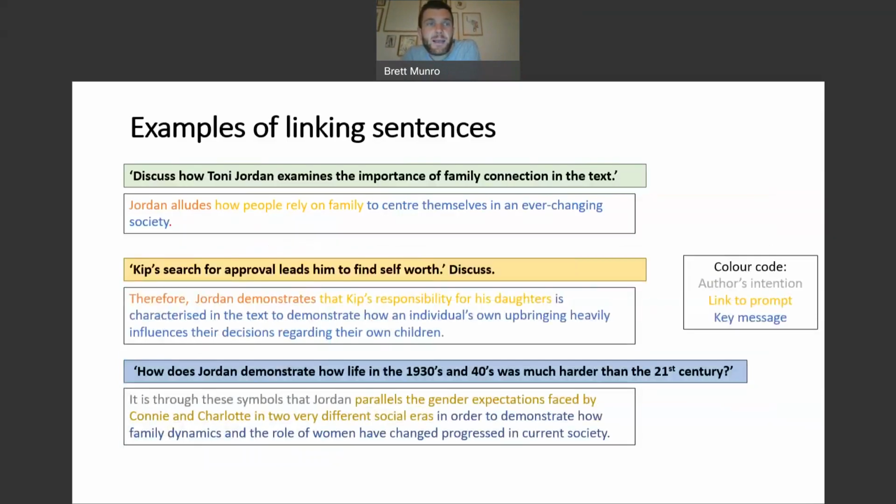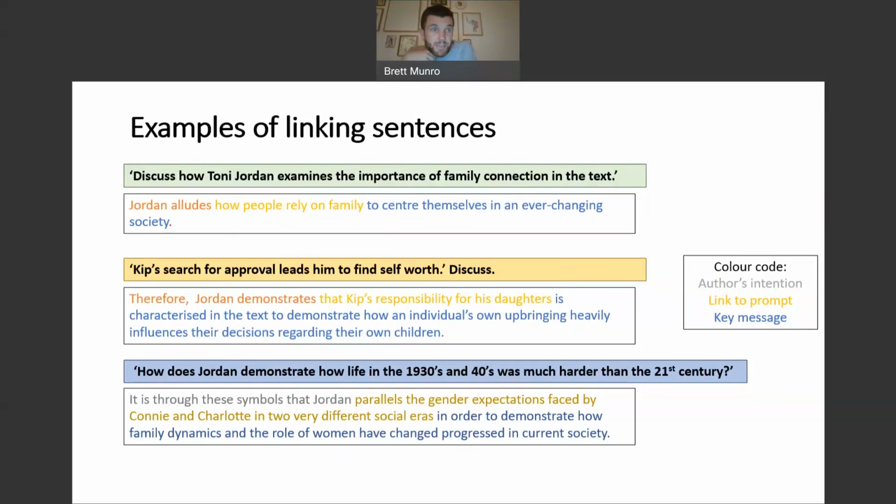So what does an example of a linking sentence look like? Well, again, we have this color-coded system where we have the author's intention, which again is usually distilled into a few words. It just really introduces the character and what their intention is. The middle part of the sentence is going to be our link to the prompt. That's where we really ground it in the idea and the prompt that we had. And the last one is the key takeaway, the message that you're attempting to convey in the body paragraph.